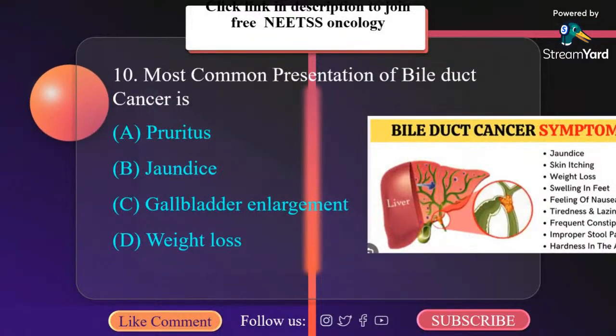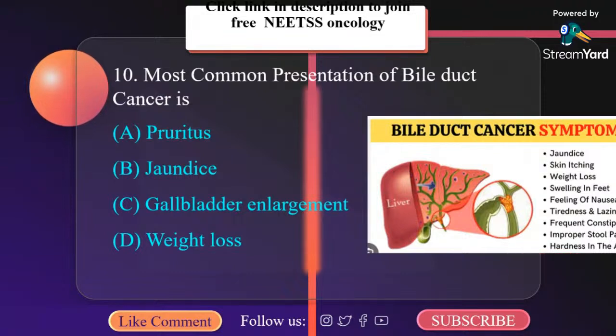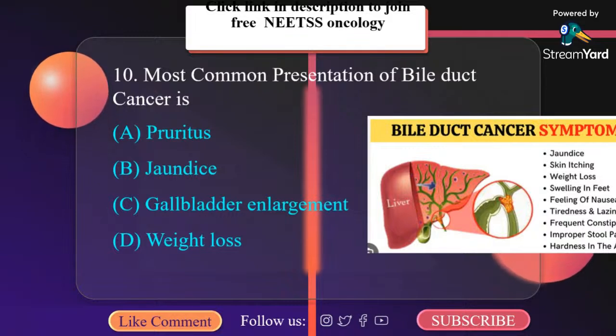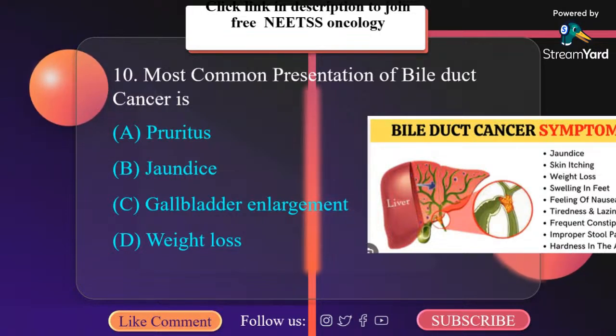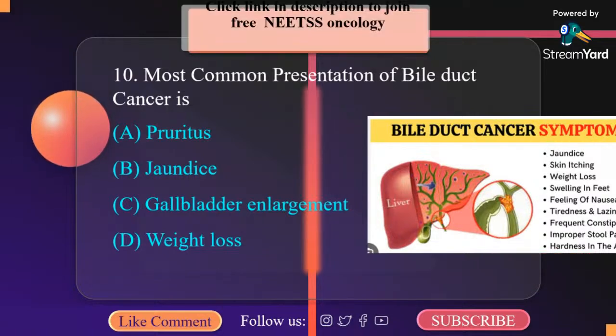Most common presentation of bile duct cancer is A. Pruritus, B. Jaundice, C. Gallbladder involvement, enlargement, D. Weight loss. So the correct answer here is jaundice. Most common presentation of patient is with jaundice or elevated liver enzymes. The gallbladder is palpable in distant growth due to obstruction. That is Courvoisier sign. A minority of cases present with itch. So the correct answer here is B, jaundice.